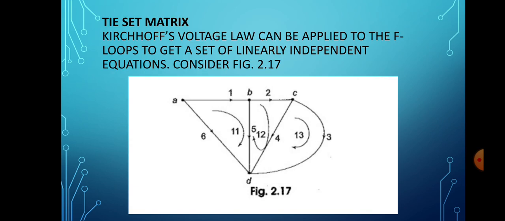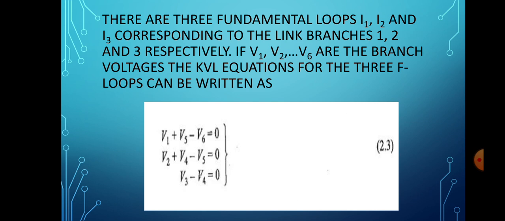Tie-set matrix. Kirchhoff's voltage law can be applied to the F loops to get a set of linearly independent equations. Consider figure 2.17. There are 3 fundamental loops I1, I2 and I3 corresponding to the link branches 1, 2 and 3 respectively. If V1, V2, etc. to V6 are the branch voltages, the KVL equations for the 3 F loops can be written as V1 plus V5 minus V6 equal to 0, V2 plus V4 minus V5 equal to 0, V3 minus V4 equal to 0.